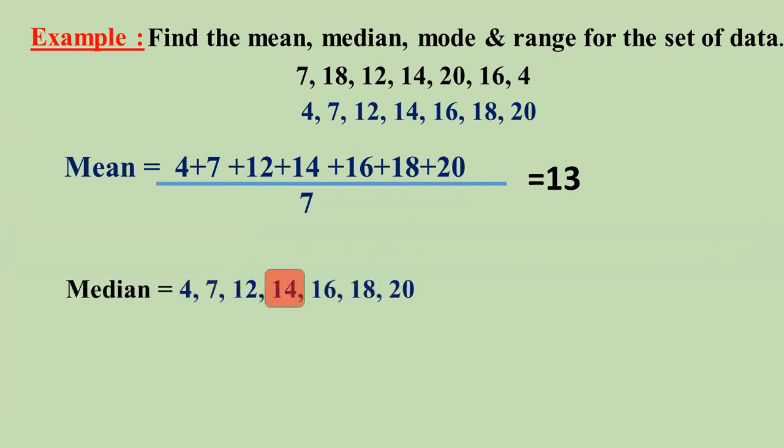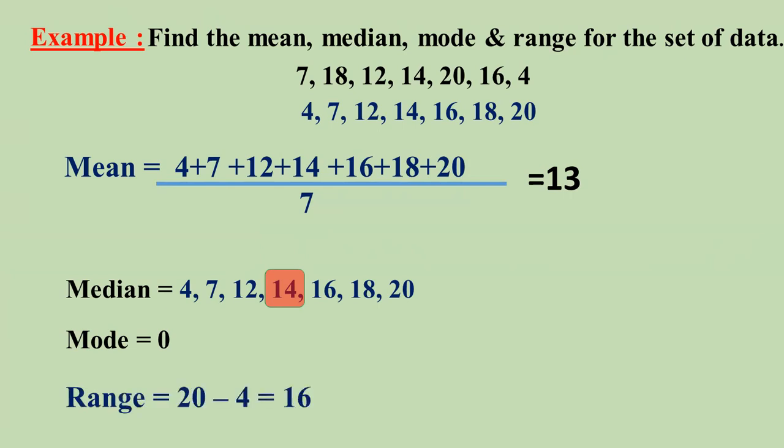While for the median, this is an odd count, so there are 7 values. In this way, the central value, 14, is our median. While for the mode, there is no number coming twice or thrice. All numbers have equal presence in this given data. So that's why there's no mode in this example.